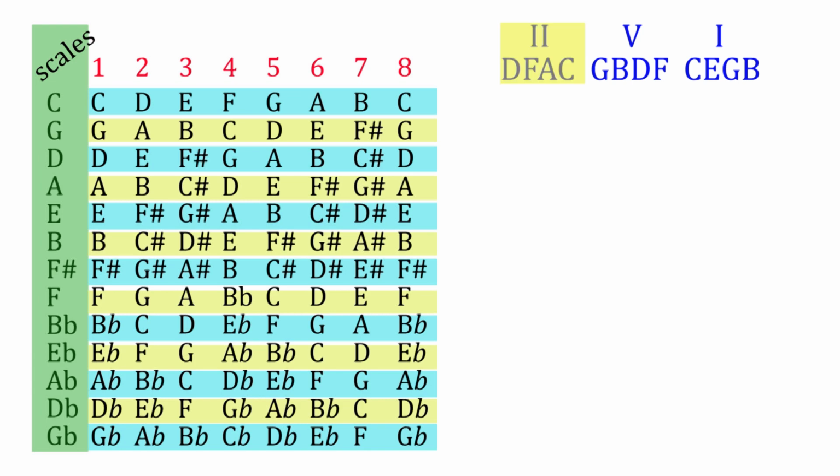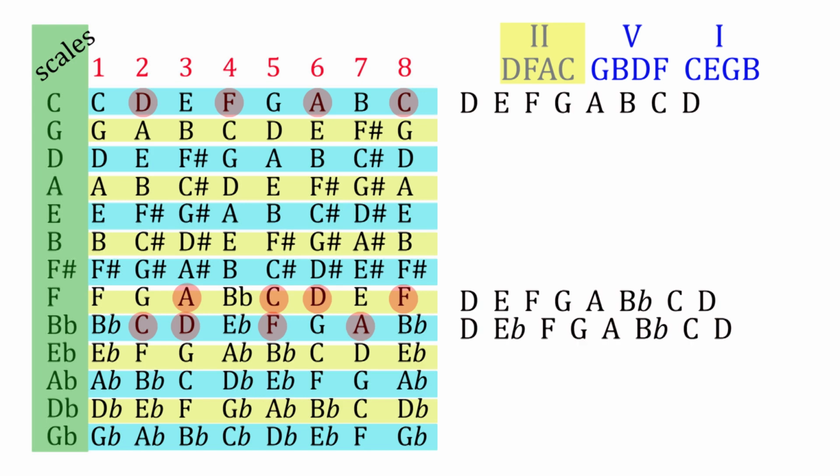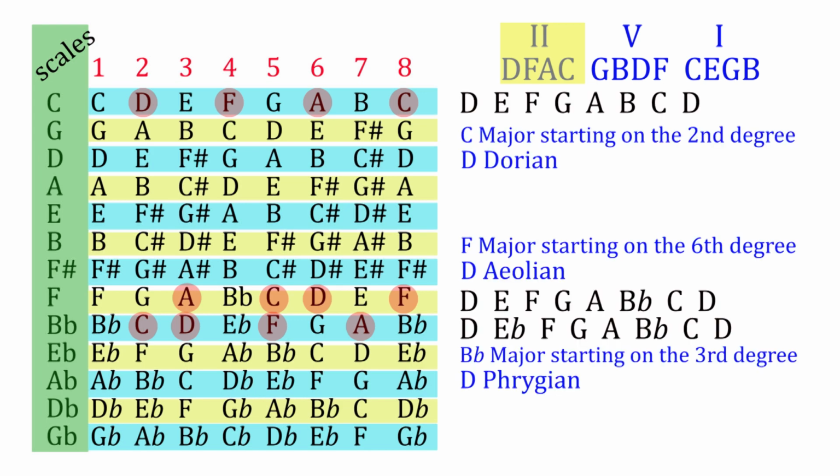The notes of the D minor 7 chord can only be found in the C major scale, the F major scale and the B flat major scale. So all these scales can be used over the D minor 7 chord. If we rearrange these scales so that they start and end on the root of the D minor 7, that is on the D note, then what we have is the C major scale starting and ending on the 2nd degree, so D Dorian. We have the F major scale starting and ending on the 6th degree, D Aeolian.